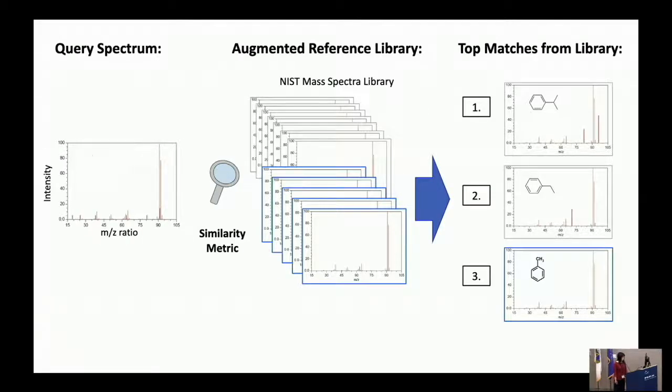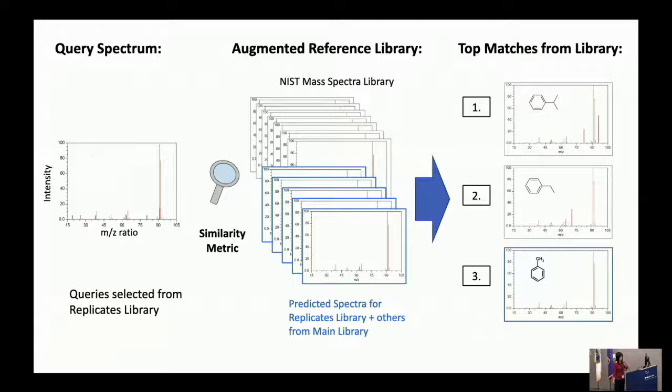So our setup for evaluating the model is to choose molecules from the replicates library and match them against the library that contains predicted spectra both for the replicate molecules and for some other molecules in the main library. And then we try to find the match for the query spectrum in the library. The metric that we focus on most is whether or not the correct match came up in the top 10 match results from the library.